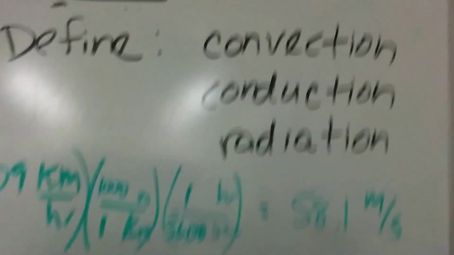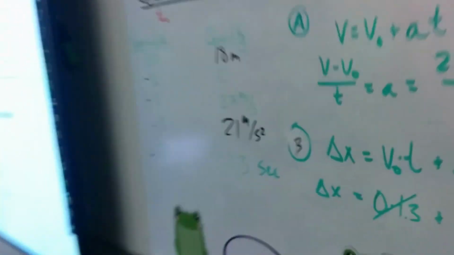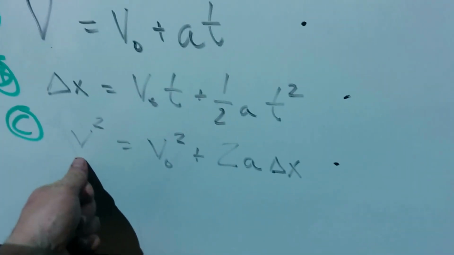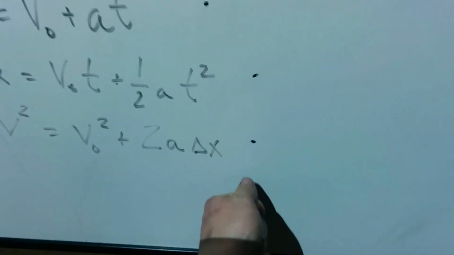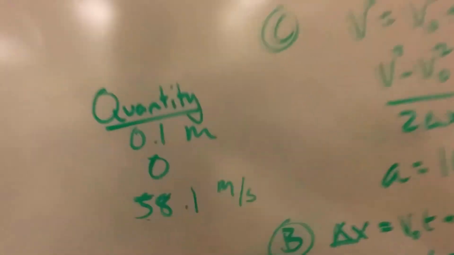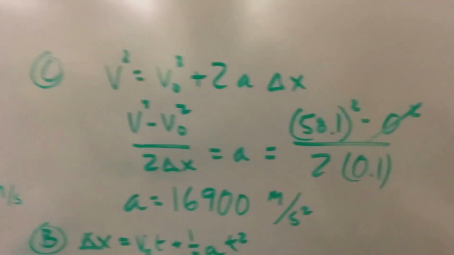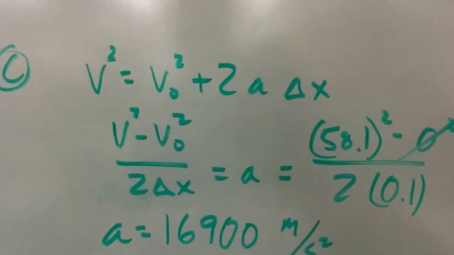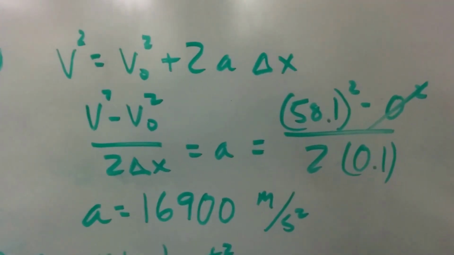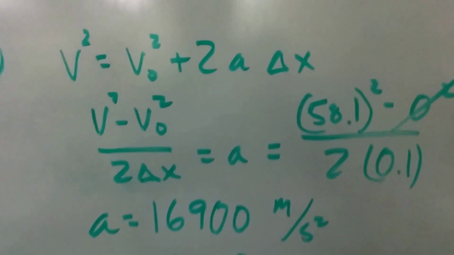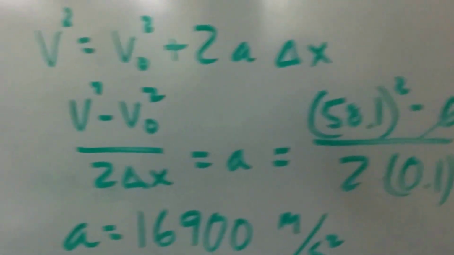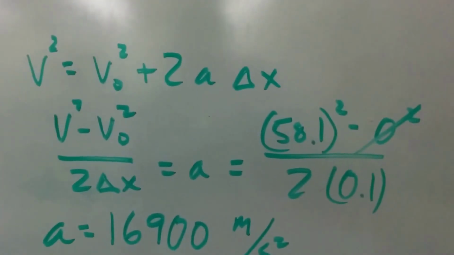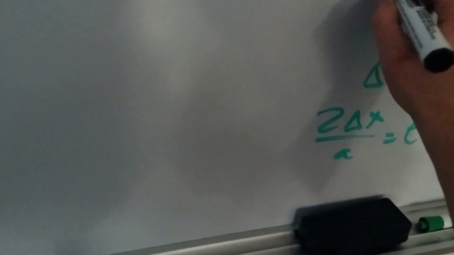Once I did that, I was able to look at my kinematic gems and decide, well, I'm looking for acceleration. I have final velocity, I have initial velocity, I have displacement. C will do just fine for finding acceleration. And here is the algebra. I rearranged the expression to solve for A, and I got A is equal to about 16,900 meters per second squared. Now I'm looking for time. I have all of my information now because I just solved for A, and I'm putting it in my table as I go.